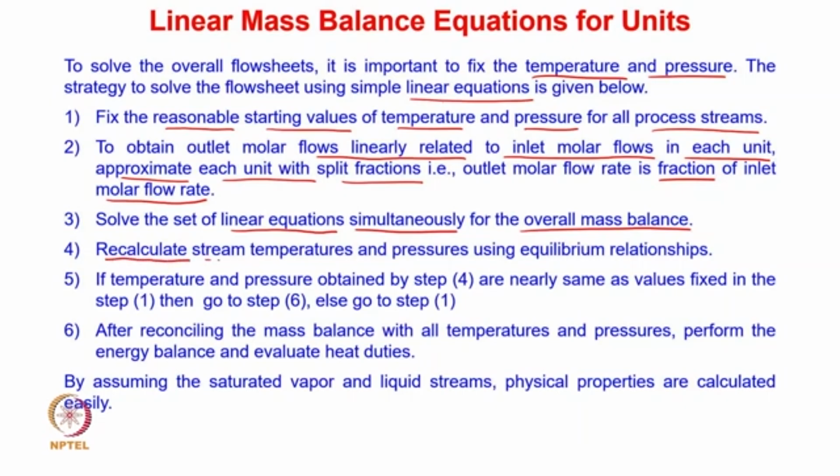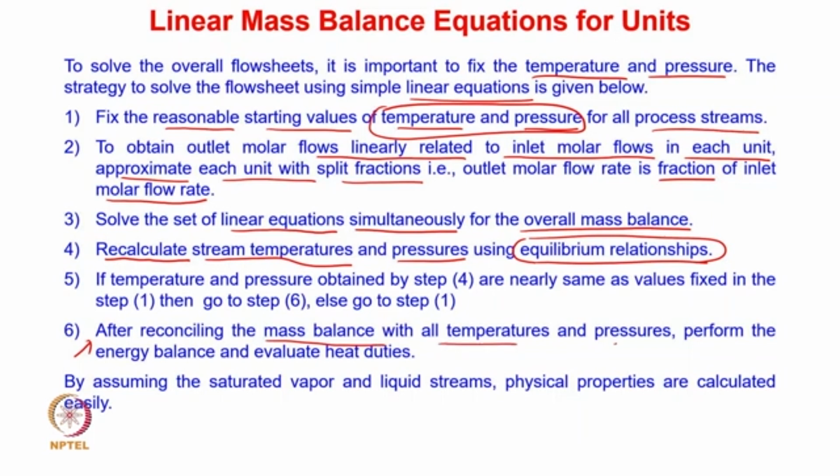The next step is, we recalculate the stream temperature and pressures using the equilibrium relations, and then we cross check whether these obtained temperature and pressures match with the temperature and the pressures which we have assumed initially. If they are matching with these recalculated temperatures and pressures from the equilibrium relations, in that case we directly go to step 6, where after the mass balance with all temperatures and pressures, we perform the energy balance and evaluate the heat duties.